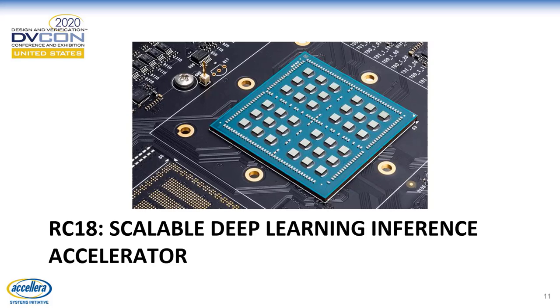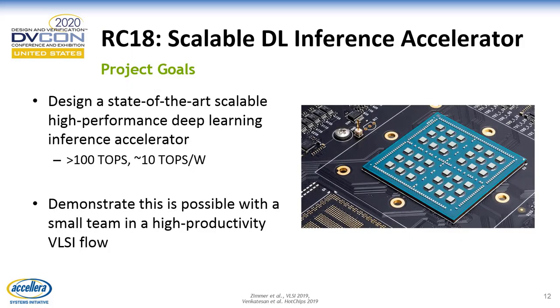So in the rest of the talk, I will be doing a deep dive into our latest test chip called RC18. There are two major goals for this project. One was to demonstrate a state-of-the-art, scalable, high-performance deep learning inference accelerator. Our goal was to achieve more than 100 TOPS of performance at very high energy efficiency of about 10 TOPS per watt. And at the same time, we wanted to demonstrate that this is possible with a small team in a highly productive VLSI design flow.